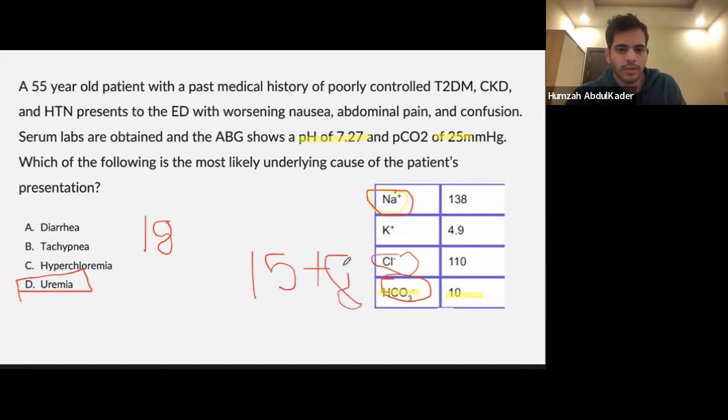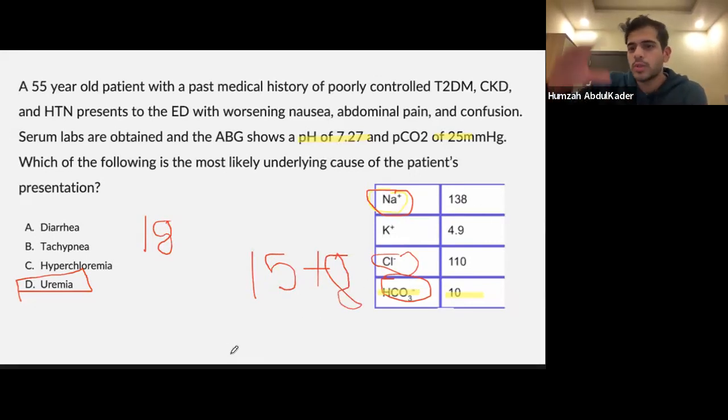That equals 23. Sorry, my handwriting's so bad. So then 23 plus or minus 2, right? Now, 23 plus or minus 2 is 21 to 25. So what we want to do is see, is the PCO2 within that range? Is it within that 21 to 25 range that we just got, right?